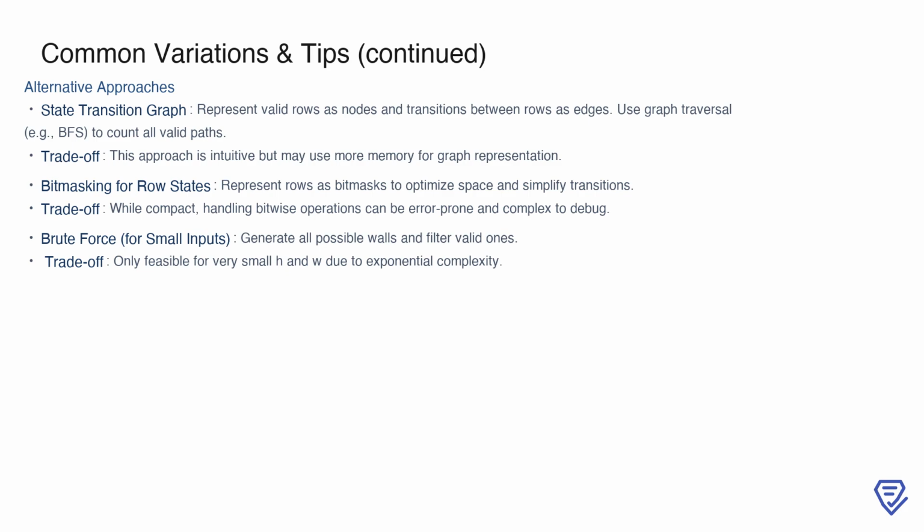For smaller inputs, brute force is also an option. You could generate all possible walls and filter out the invalid ones. However, this method becomes infeasible as the dimensions of the wall grow, due to its exponential time complexity. By understanding these approaches and their trade-offs, you can choose the one that best fits the problem's constraints and requirements.